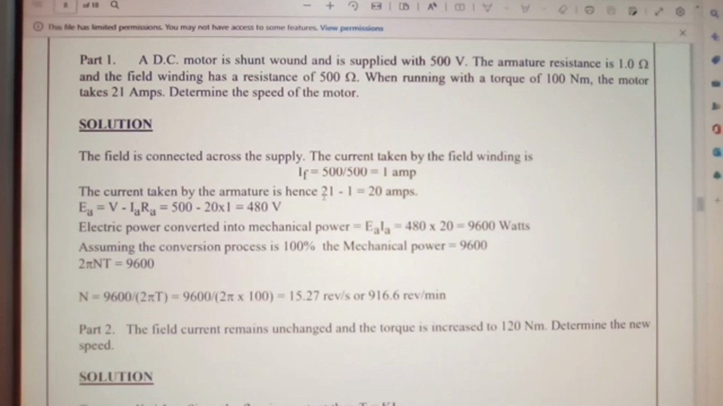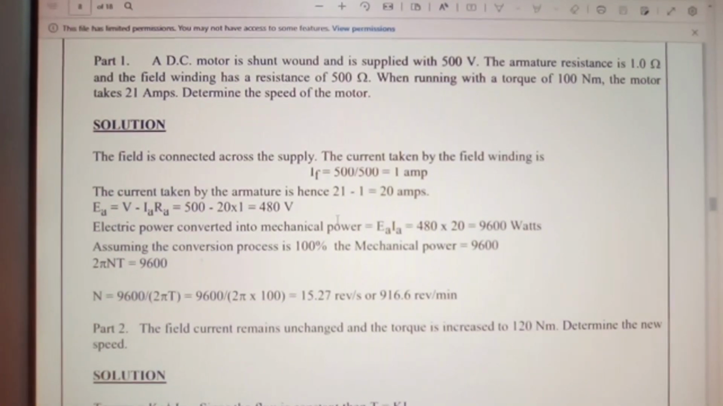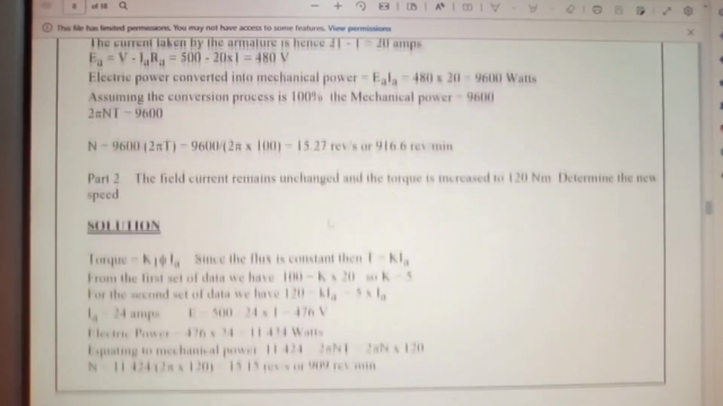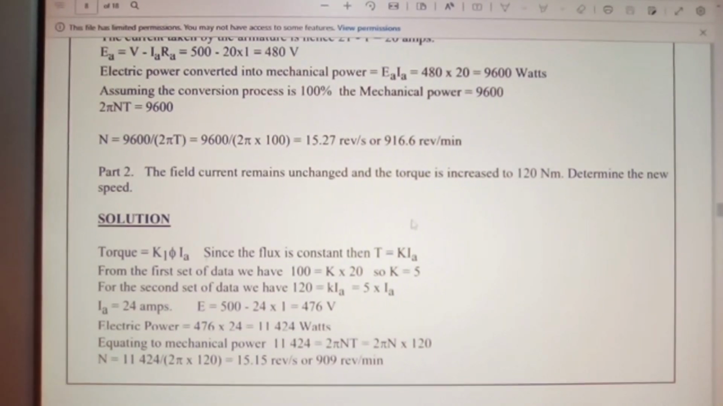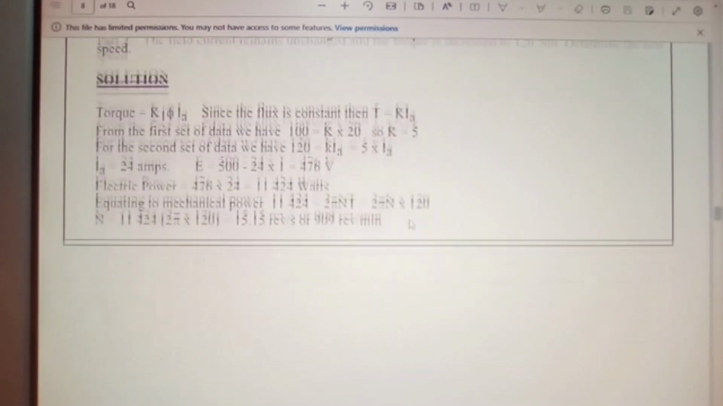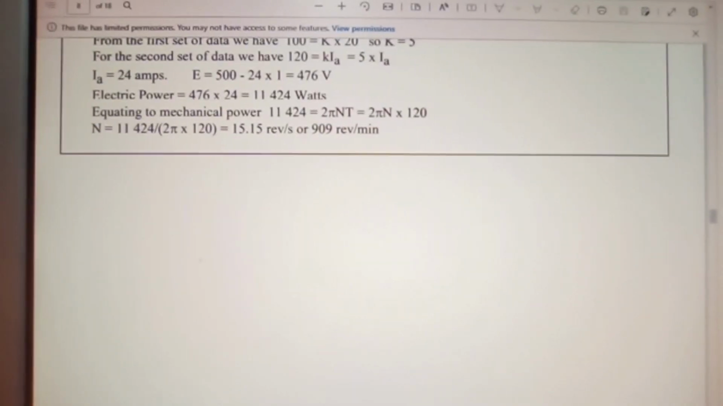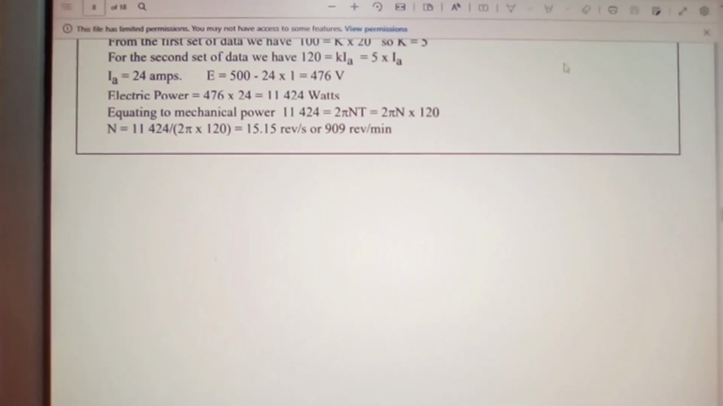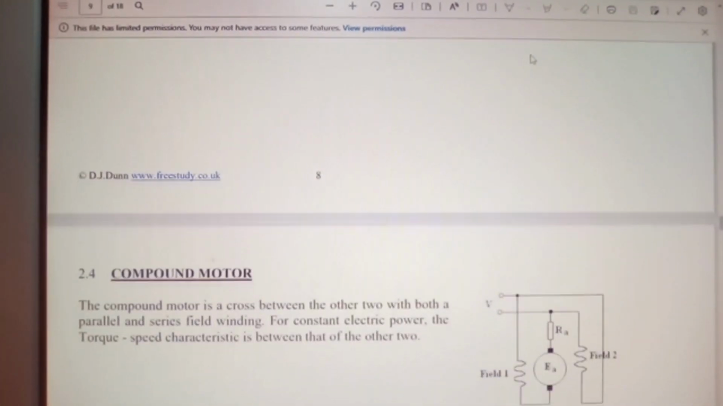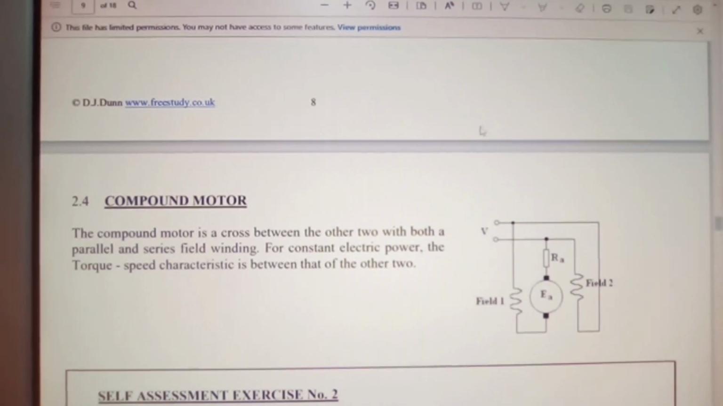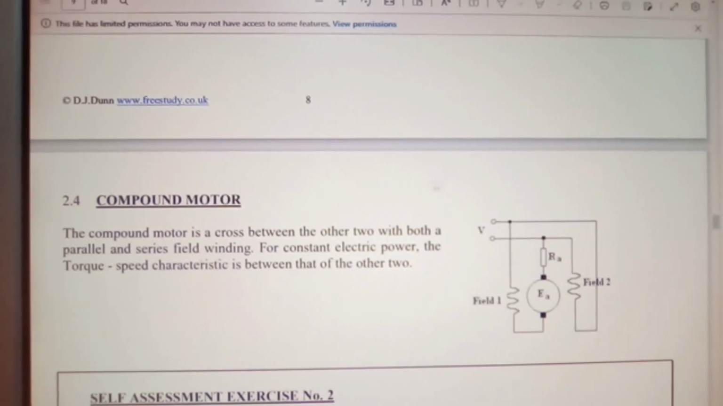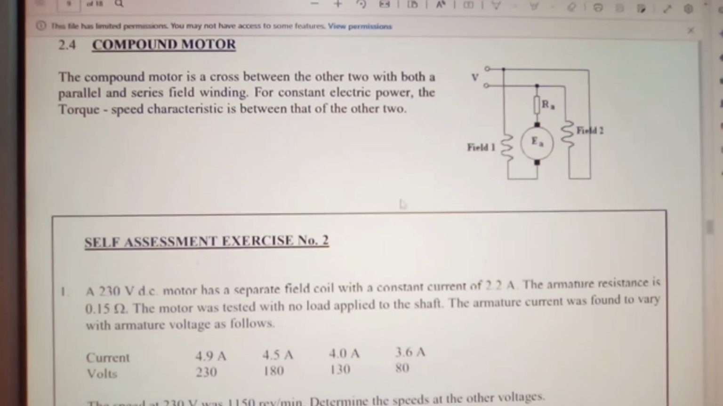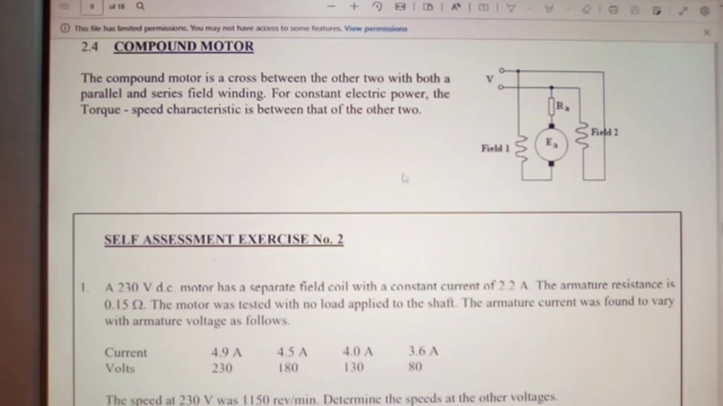Now, by working through these things, it enables you to get a better understanding of the working that you need to do and how to apply that principle. Okay. And again, this is session 5 in regards to motor principles. Session 5. Okay. Compound motors.